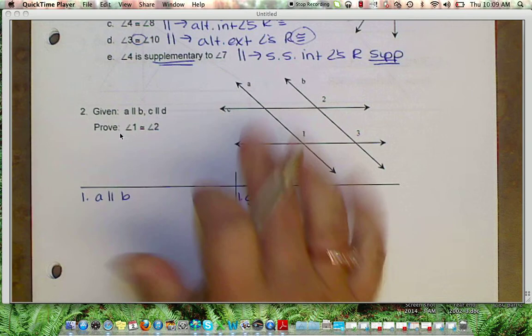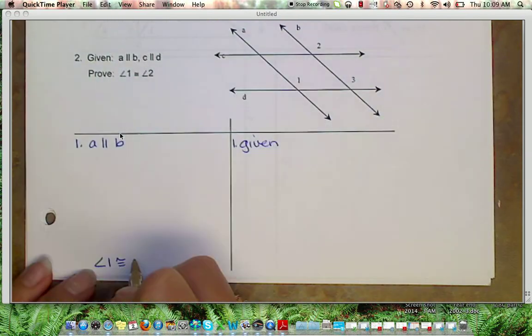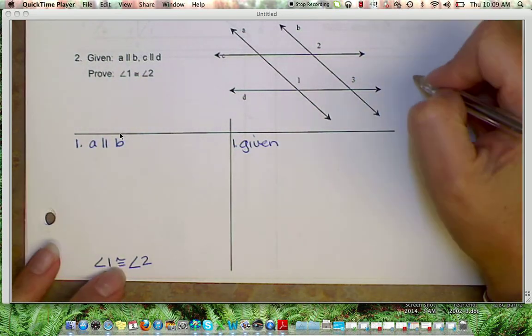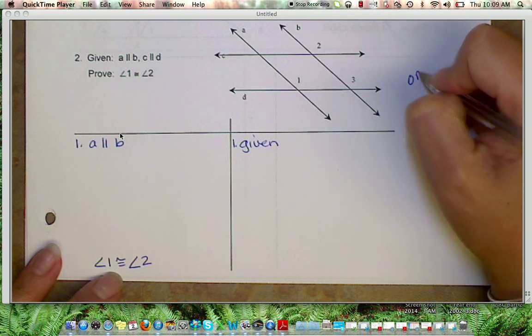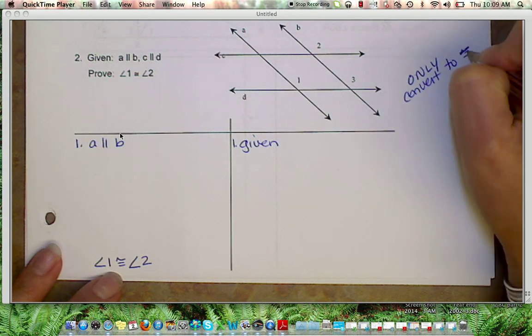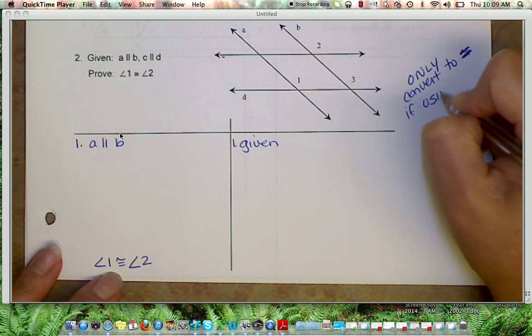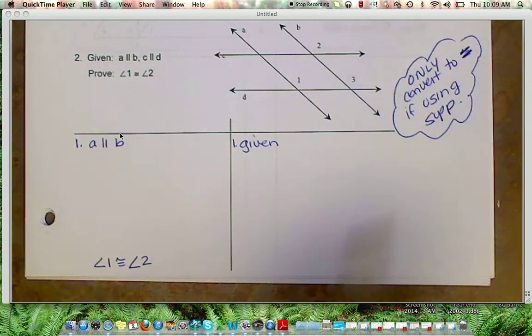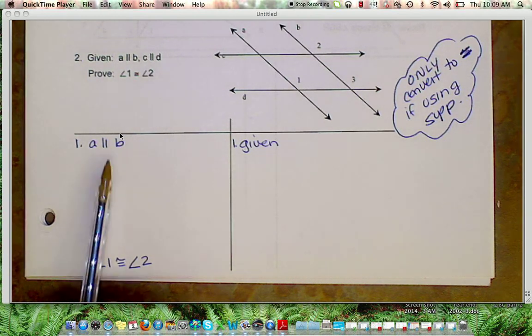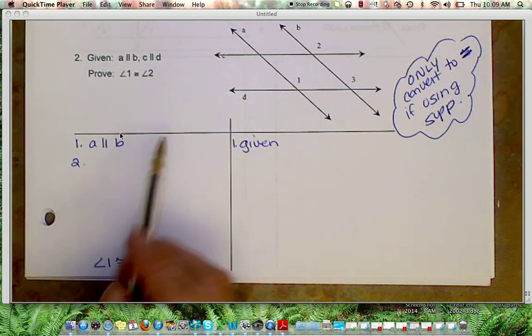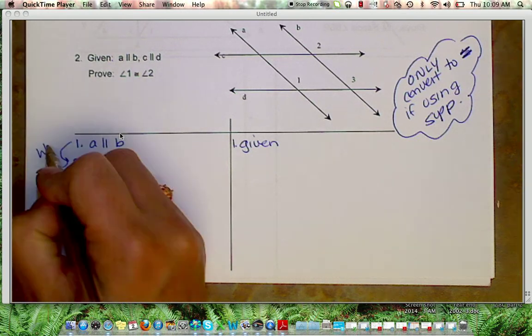And the first thing it's important for you to understand in these proofs is that we will not be required to convert to congruence unless we're using substitution or supplementary. So only convert to equality if using supplementary somewhere in the proof, that's the only time we'll convert to equality. So we are not going to convert this right off the bat like we did in the previous chapter. We can continue to do the wordy statements, and parallel counts as a wordy statement. So we've got to undo this wordy statement and figure out what that means.